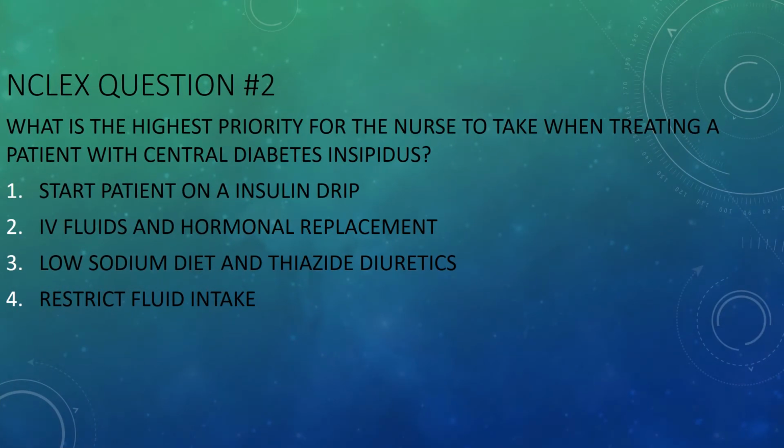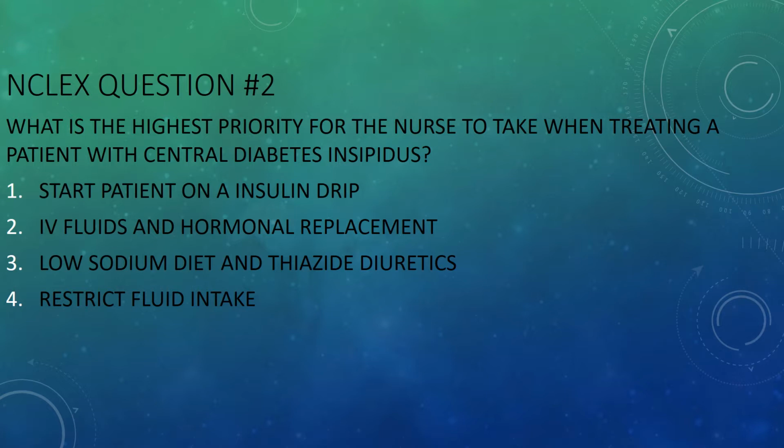Last question. What is the highest priority action for the nurse to take when treating a patient with central diabetes insipidus? One, start them on an insulin drip; two, IV fluids and hormonal replacement; three, low sodium diet and thiazide diuretics; or four, restrict fluid intake? The answer to this question is 2, IV fluids and hormonal replacement, because we want to maintain fluid balance with this patient. We don't want them to become severely dehydrated and go into hypovolemic shock.